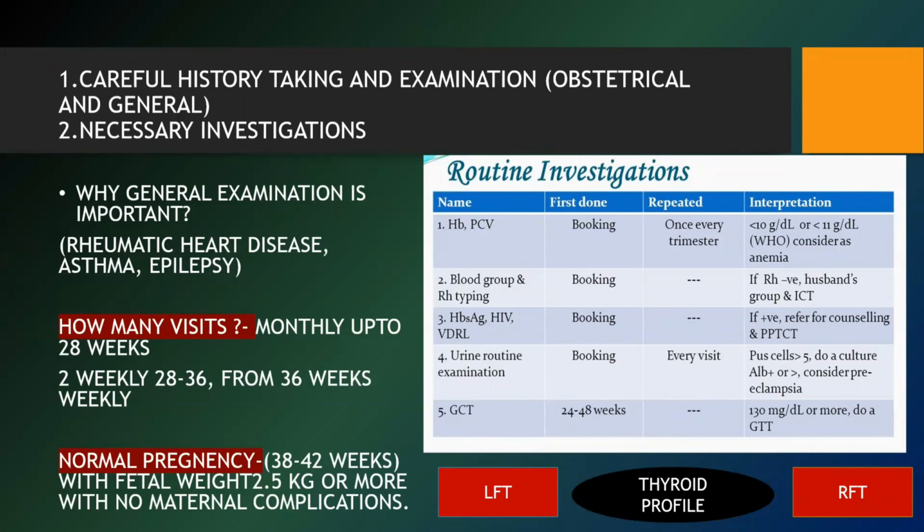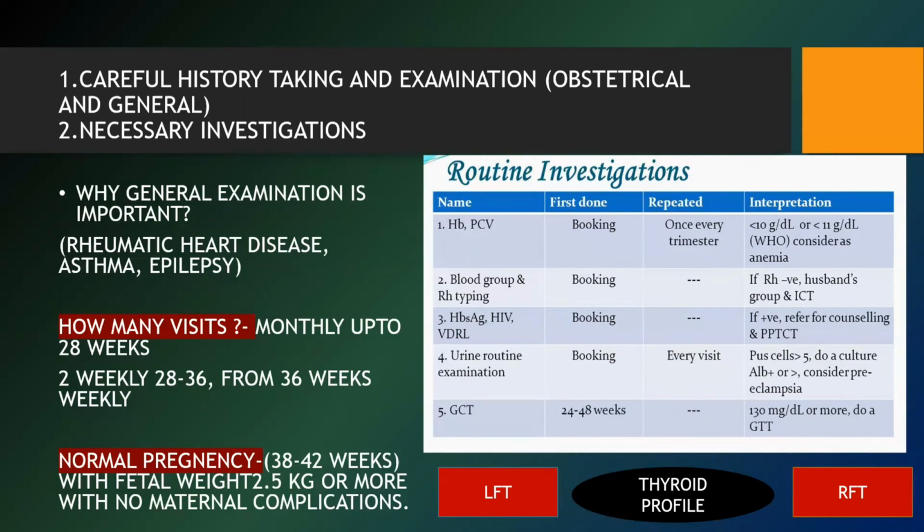How many visits do we have to conduct in pregnant women? Monthly up to 28 weeks, and two weekly from 28 to 36 weeks. From 36 weeks onwards, weekly. What is a normal pregnancy? Delivery at 38 to 42 weeks of gestation with fetal weight 2.5 kilograms or more, with no maternal complications. What routine investigations do we order in case of pregnancy?